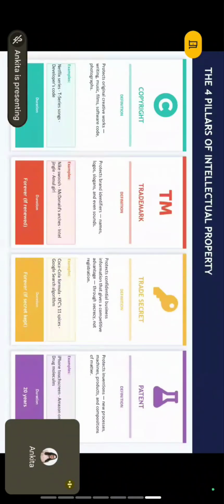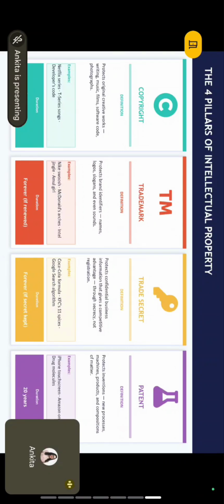The next is a trade secret. Trade secret protects confidential business information that gives a competitive advantage. So basically, it covers secret business information that is kept hidden and not registered. A very common example is the Coca-Cola formula. They have never patented this formula. Why? Because if you patent it, you must tell the world how it is made, and after 20 years, anyone can copy it. So instead, they kept it a secret for 130 years. Only 2 people know the full formula at any time, and it's stored in a bank vault in Atlanta.